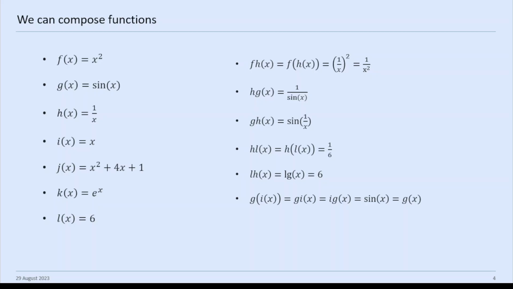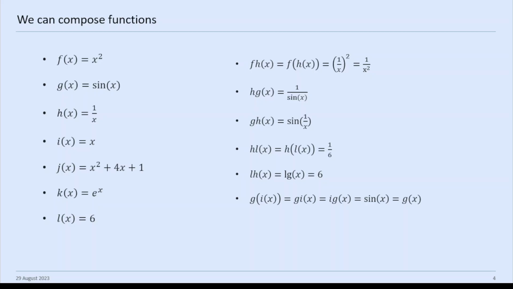But g of h of x is the other way around. That is sine applied to 1 over x. Sine 1 over x. And then we've got h of l of x. Well, l is just 6. So h of l of x is always 1 over 6. And that's different to l of h of x. The order matters here. l of h of x is just 6, because l applied to anything is 6.